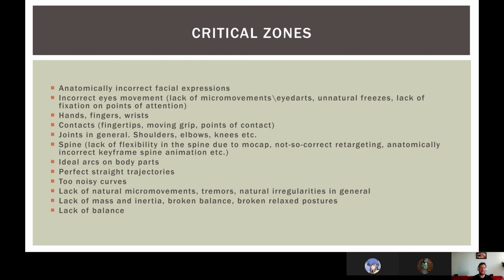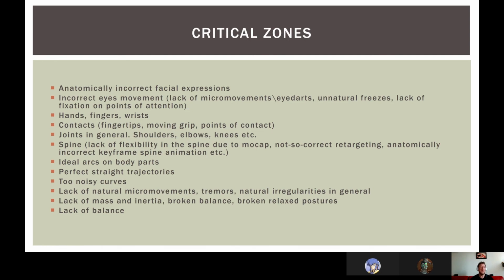And because of that, this arc will not be like the ideal. It will be more or less uneven in terms of timing, in terms of spacing, in terms of how the specific body part moves. So you need to keep this in mind when you're keyframing.